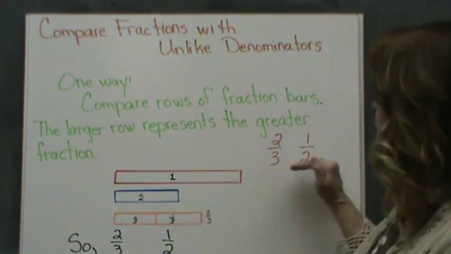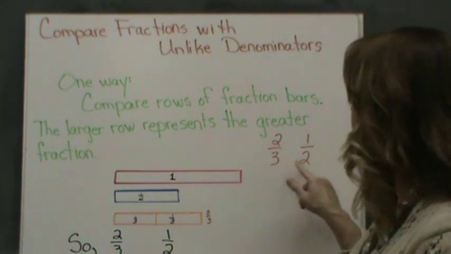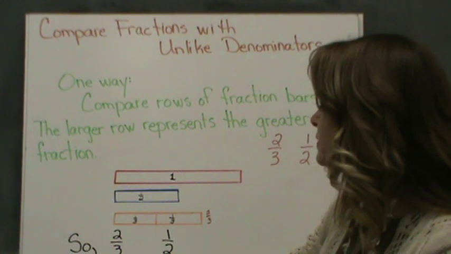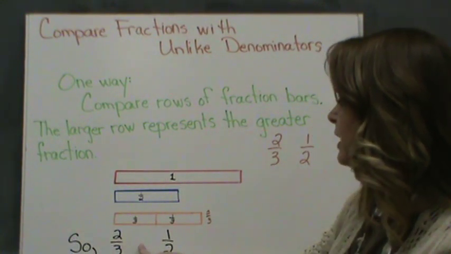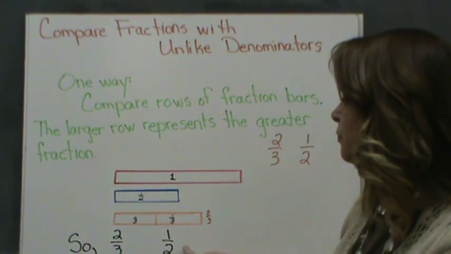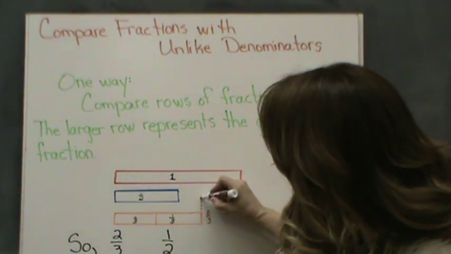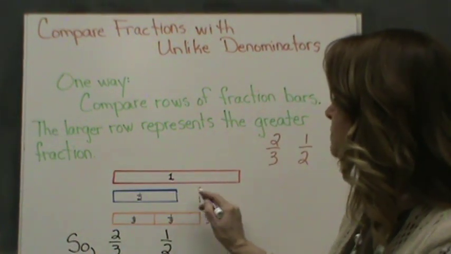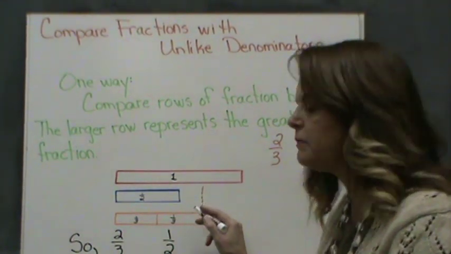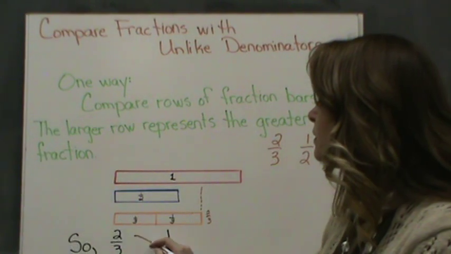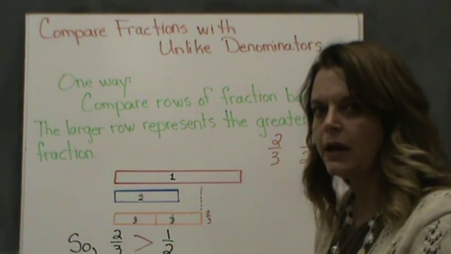So if I look at this and I'm going to compare these fractions with different denominators, I'm going to say 2/3 is greater than, less than, or equal to 1/2. So if I look, my orange bars go all the way out to here, and I have this space where the 1/2 doesn't fill in. So I can easily see that 2/3 is greater than 1/2.